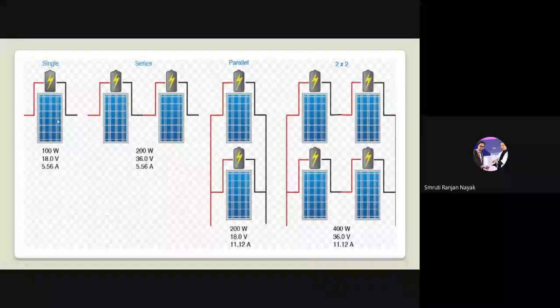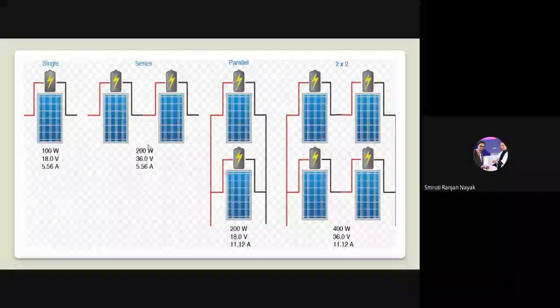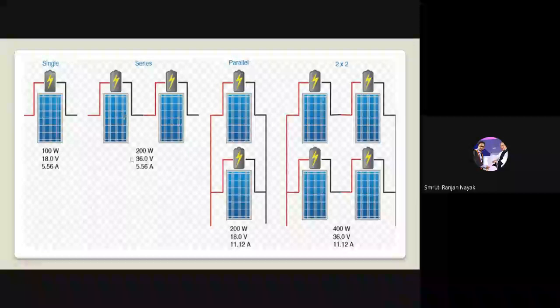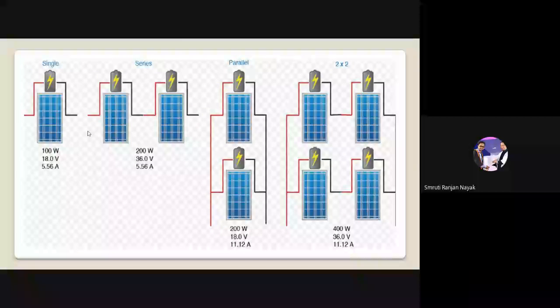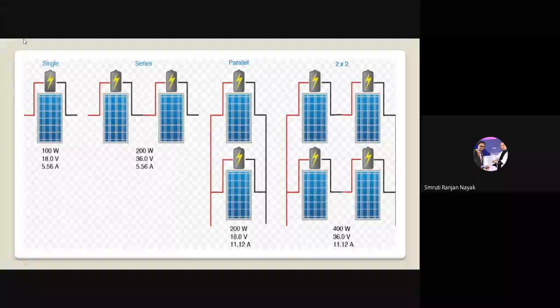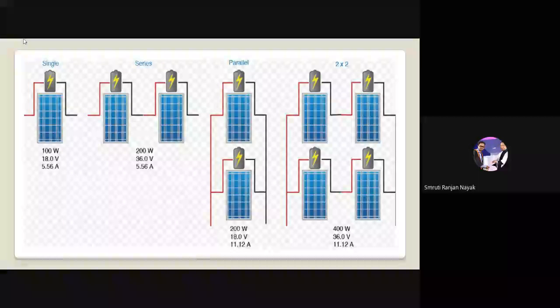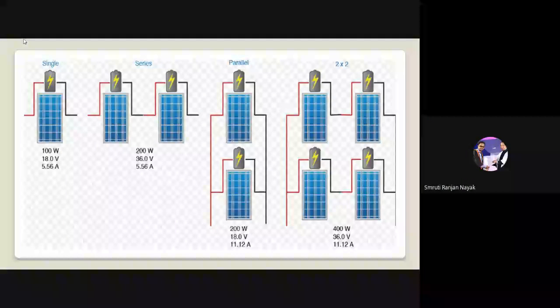So when two panels are connected in series, then we will calculate the power. Total power is 200 watt and the voltage is 36 volt, because when solar cells are connected in series, the voltage will be added and the current is the same. In case of series connection, just like the cells, the panels are also like that. When two panels are connected in series, their power will be added as well as voltage will be added, and current will be the same.